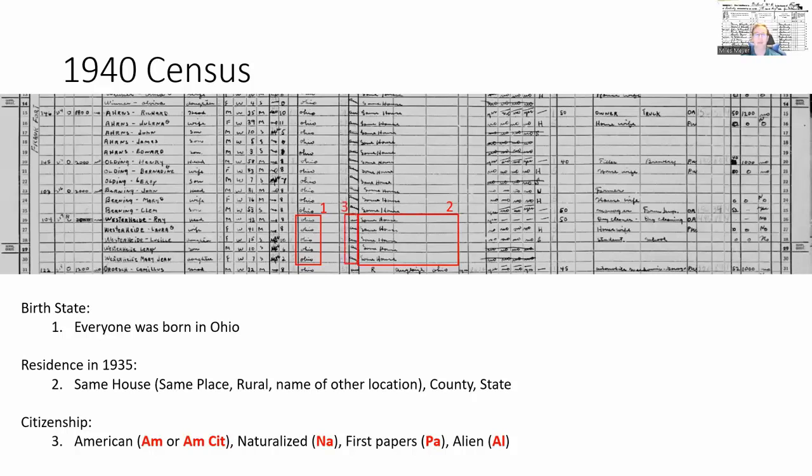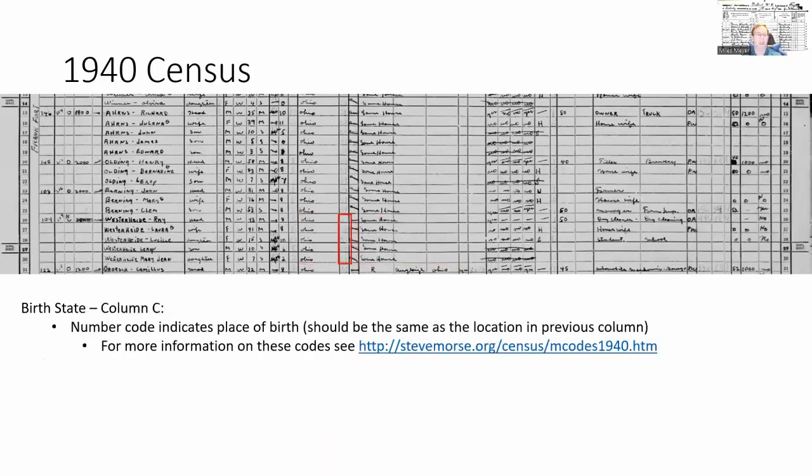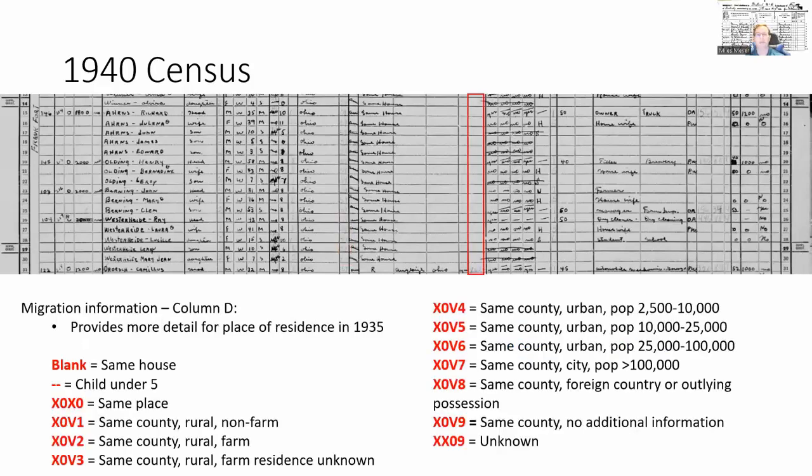And then you also get the citizenship. So in this case, they all say AM, which is American, but they could say naturalized, NA, PA for first papers, or AL for alien. And then there's the birth state in column C, and those codes there should be the same as the previous location. And you can go to Steve Morris and look at the codes there and make sure that they all match up. And there's another one for migration information.